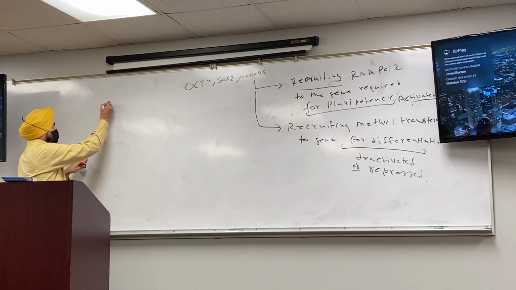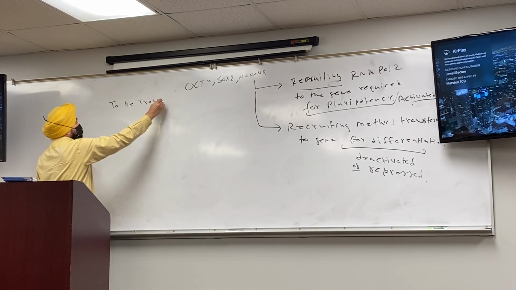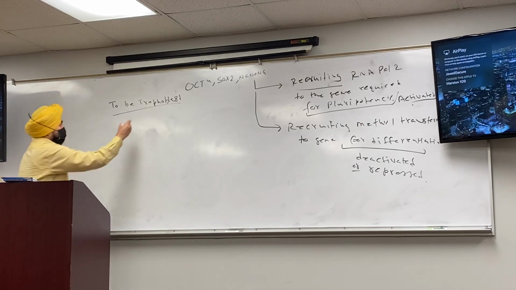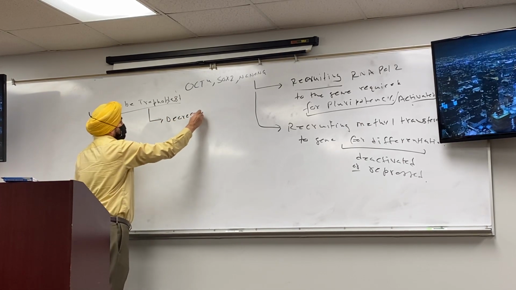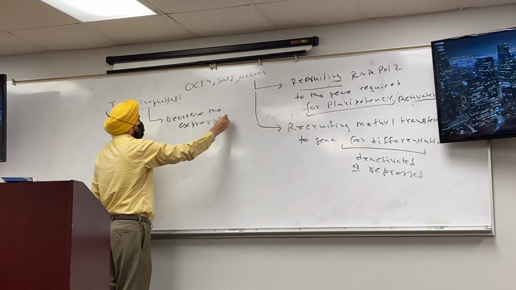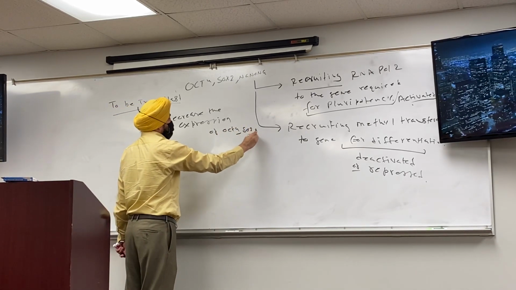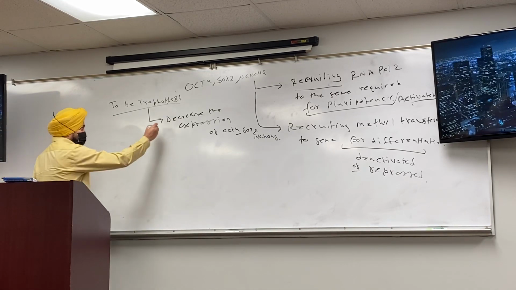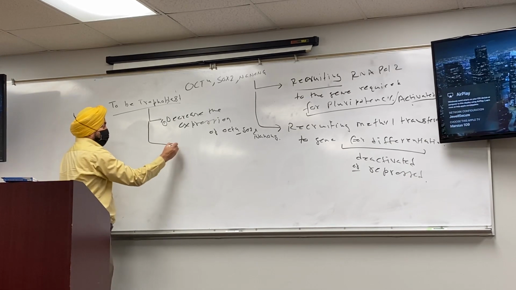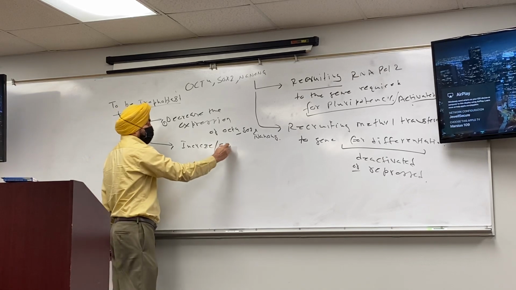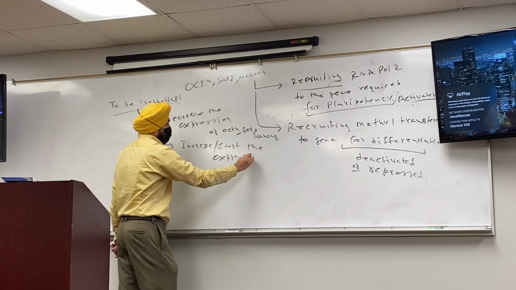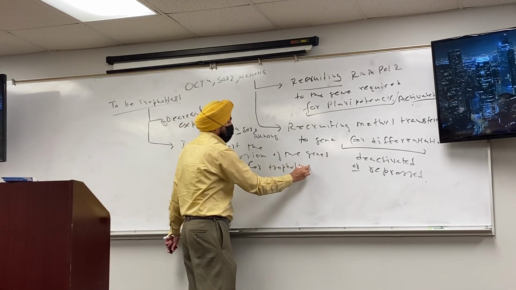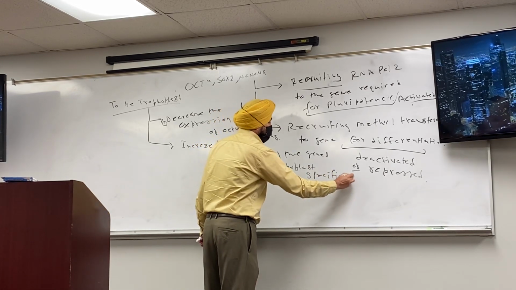Now, to be trophoblast, what should we do? To be trophoblast, these are the cells which are outside, right? So to be trophoblast, the first thing we should do is decrease the expression of OCT4, SOX2, and NANOG. And the second thing we should do is increase or start the expression of the genes for trophoblast specification. You should do those things.